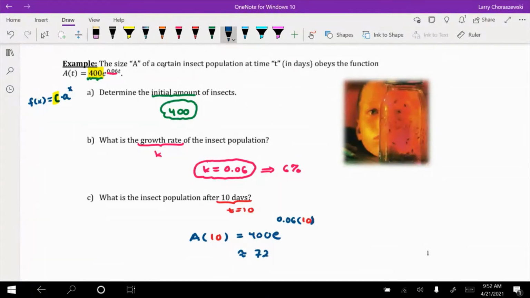What do you think about 729? So 729 insects.